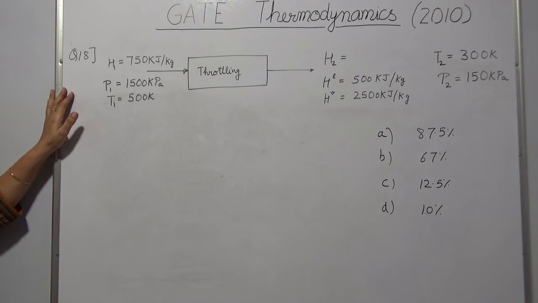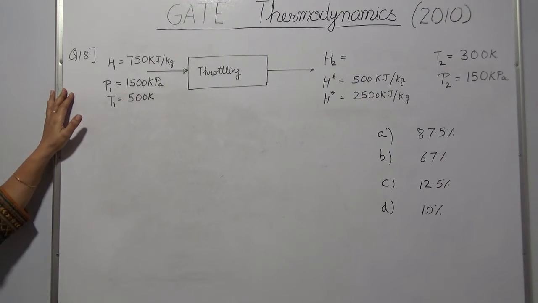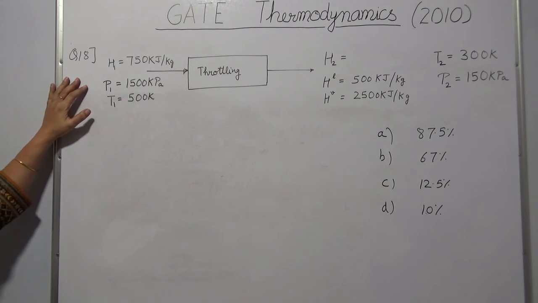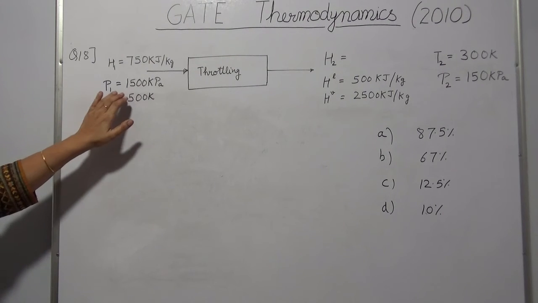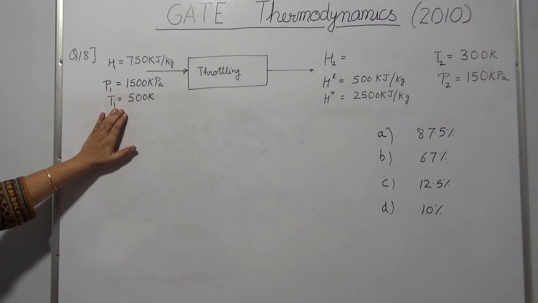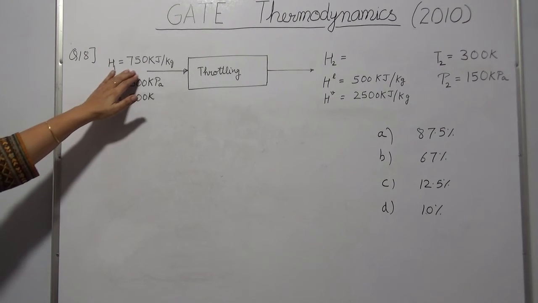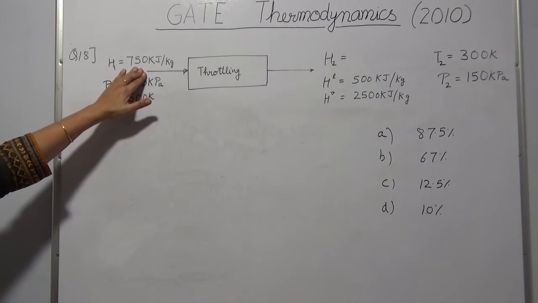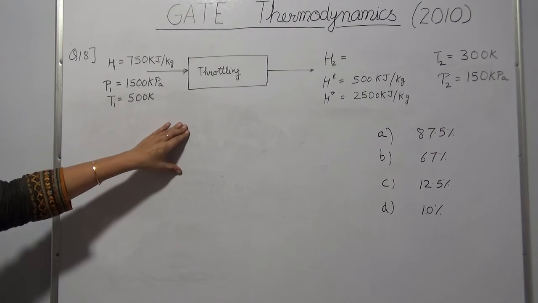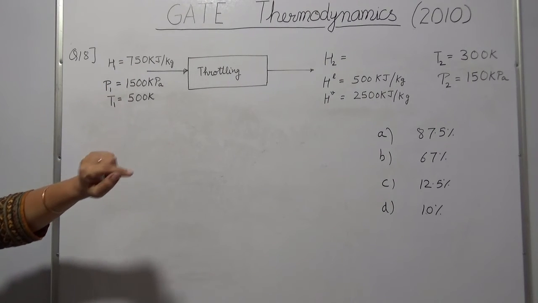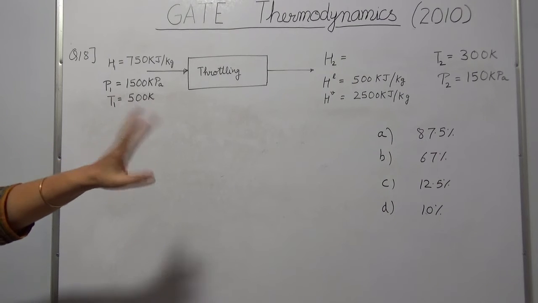So the next problem which I am going to take relates to the throttling process. Throttling we have seen in detail a couple of videos back. You can go and check that video. Now in this problem they say that you have a saturated liquid at pressure P1 and T1 which are given, and it has an enthalpy of 750 kilojoules per kg. It is throttled toward temperature and pressure which are given as T2 and P2.